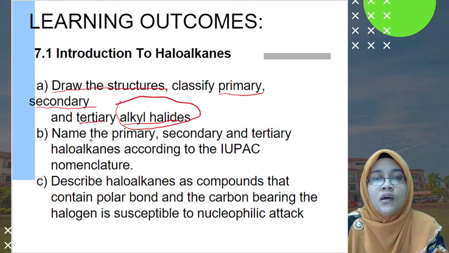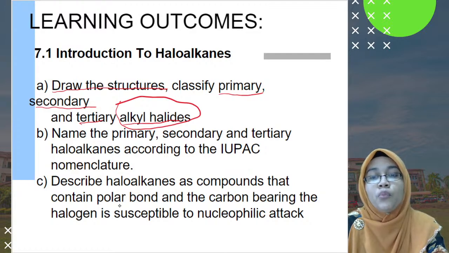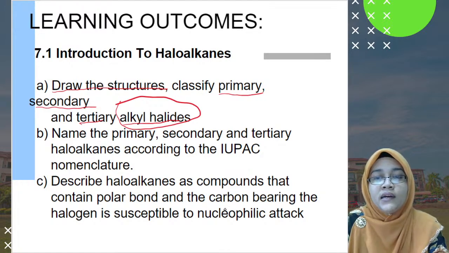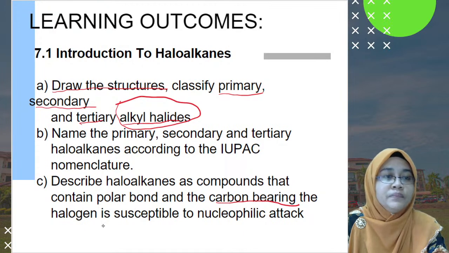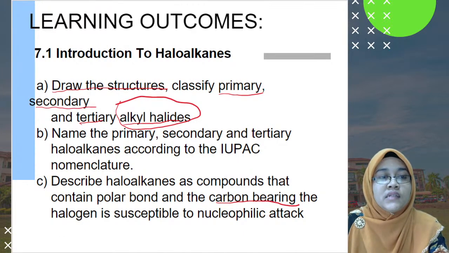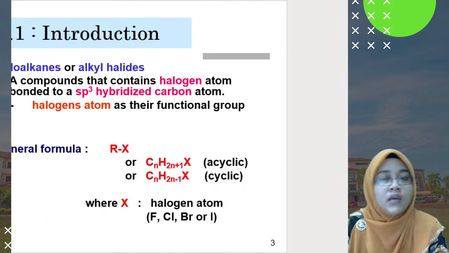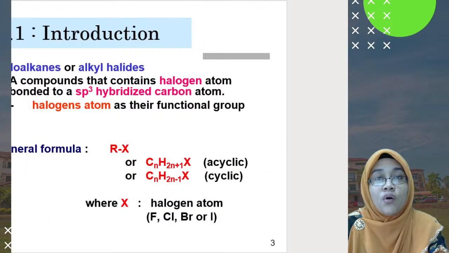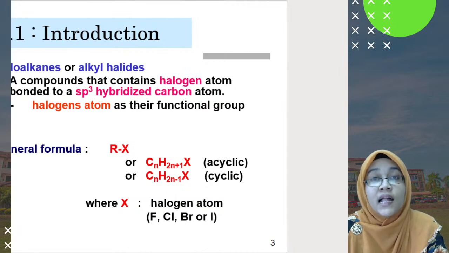So second, we will name the haloalkane using IUPAC nomenclature, and then I will teach you how to describe this haloalkane as a compound that contains a polar bond, and the carbon bearing the halogen is susceptible to nucleophilic attacks. Okay, so we have three minor subtopics in 7.1. Okay, so haloalkane, or we can also call it alkyl halide.